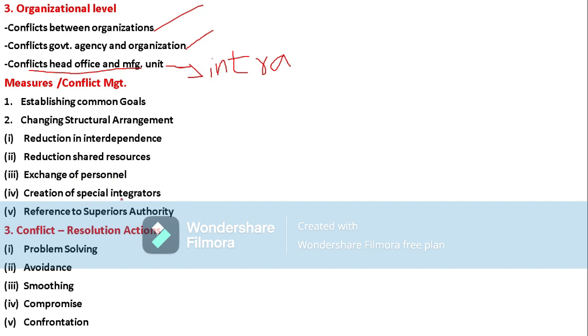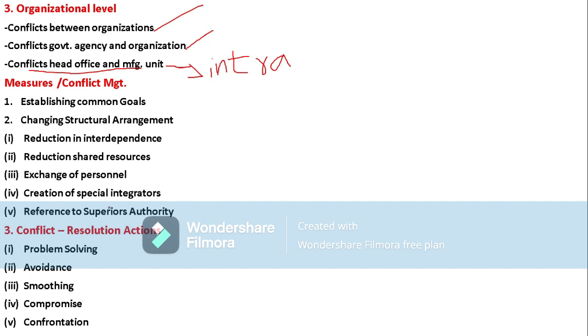Now coming to another one, creation of special integrators. Creation of special integrators means to resolve conflicts. An organization may create provisions for the appointment of special integrators who may manage the interdependence of various groups so that unresolved matters can be solved through them. Integrators are special persons created to resolve unsolved problems in the organization. We can say they are intermediate in position between two conflicting departments. He plays an intermediate role between two conflicting departments, why? Because of the need to resolve the problem. In that way also conflicts may be reduced.